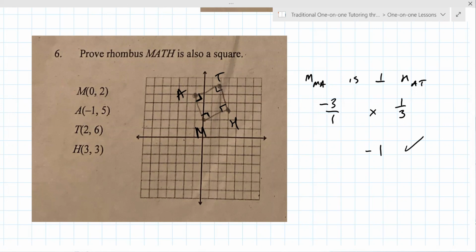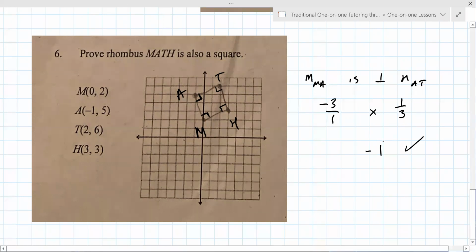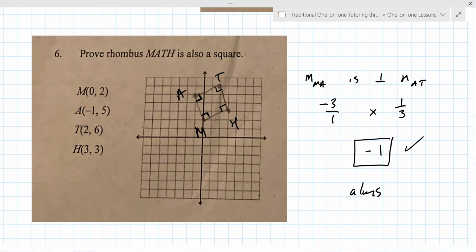So for the -3 and the 1/3, that's just the slope, correct? Yes. And then you have to show that their product is -1. Why -1? Is that just because perpendicular slopes multiply to -1? Always. So it's always -1, right? Yeah, because it's got to be the same. Okay, so -3 and 1, and then 1 and 3. Okay, yeah, now I get that.